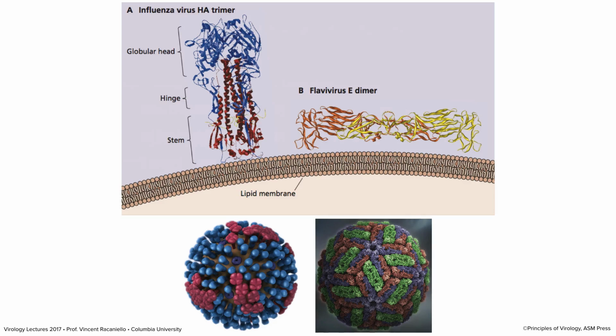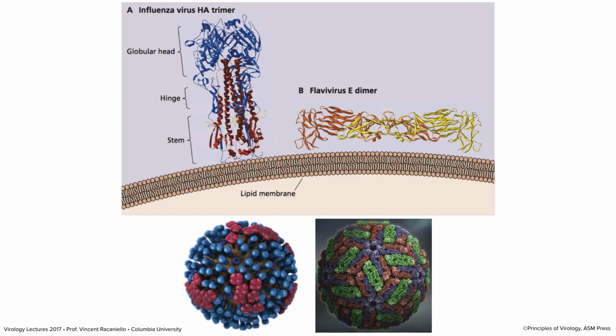It is a trimer embedded in the virus membrane. It's the way the virus attaches to host cell receptors, but it's perpendicular to the membrane. And here on the bottom, lower left, you can see a model of influenza virus. The HA molecules are in blue. You can see they're sticking up from the membrane.